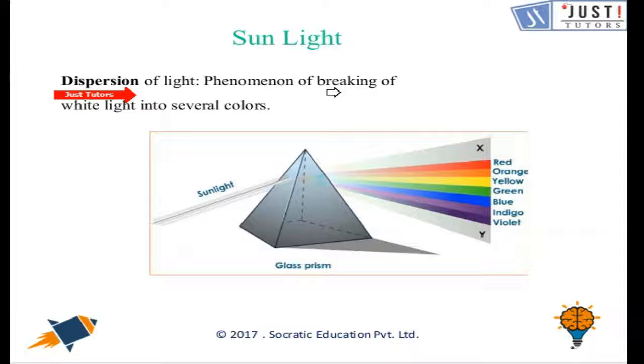Dispersion of light. The phenomenon of breaking of white light into several colors is called dispersion. So the colors of the spectrum of white light are differentiated according to VIBGYOR. Each color is associated with light of a particular wavelength, where red has the longest wavelength. The angle of deviation by a prism is not the same for all the colors. Hence, it disperses into 7 different colors, where red deviates the least and violet deviates the most.